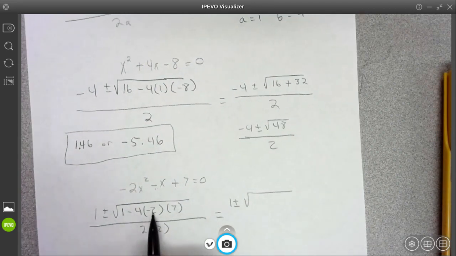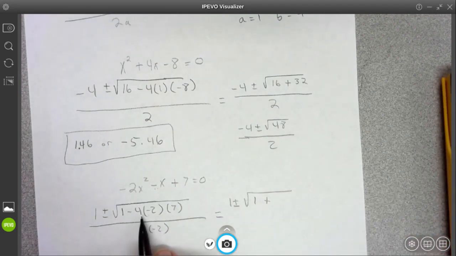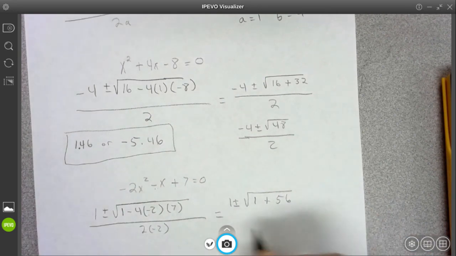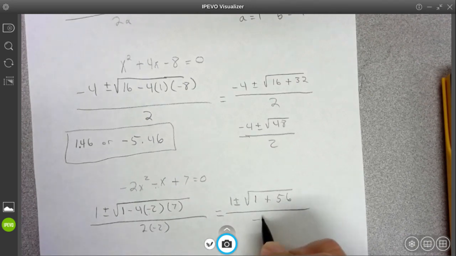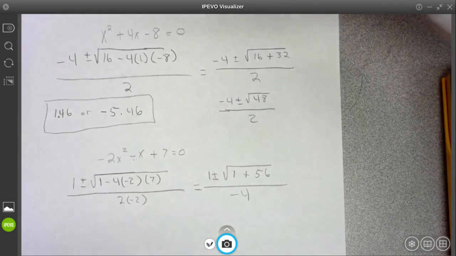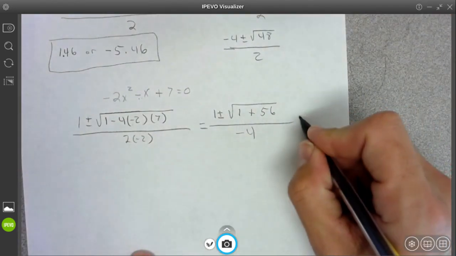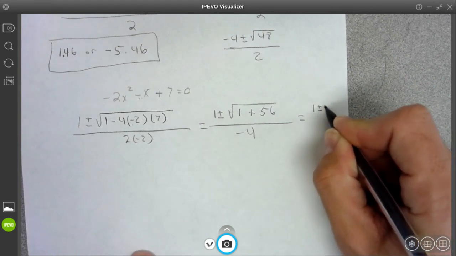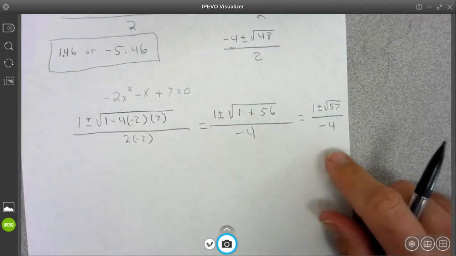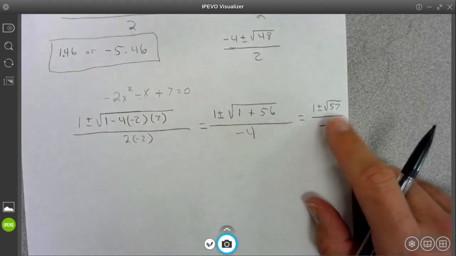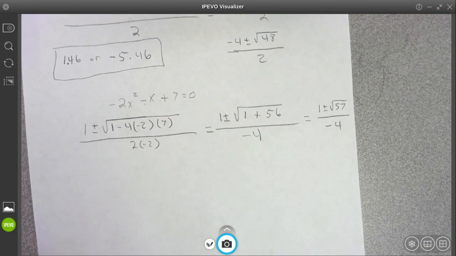We've got 2 negatives again, so this is going to be a plus sign. 1 plus 8. 8 times 7 is 56. And then -4 on the bottom, 2 times -2. All right, so this is going to be 1 plus or minus the square root of 57 over -4. And yeah, this right here, 57 will not simplify. All right, so we're going to do the decimal version again.